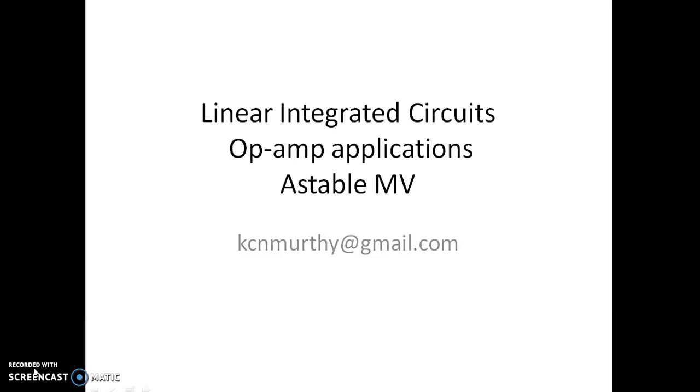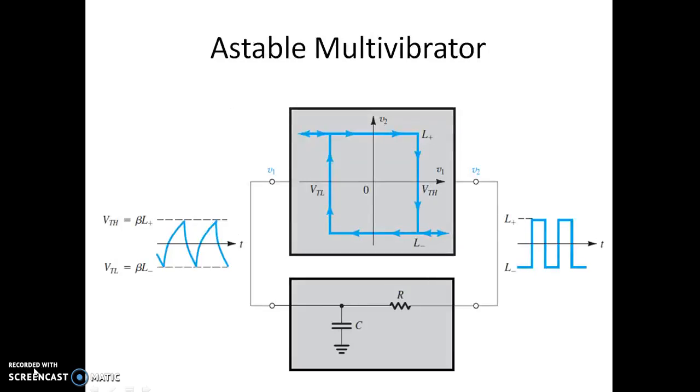So in this video we shall see an application of op-amp, which is an astable multivibrator. We know that this is the block diagram of an astable multivibrator. It consists of a Schmitt trigger and an RC network, which is used for charging and discharging the input voltage that is applied to the Schmitt trigger. The input to the RC network is taken from the output of the Schmitt trigger.